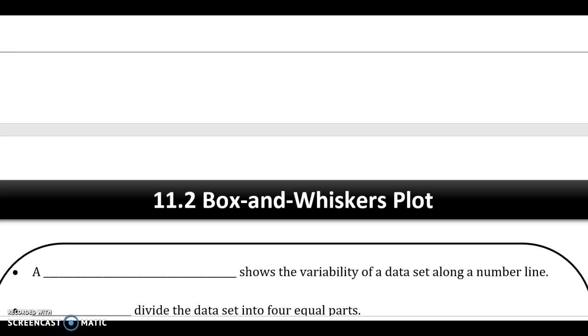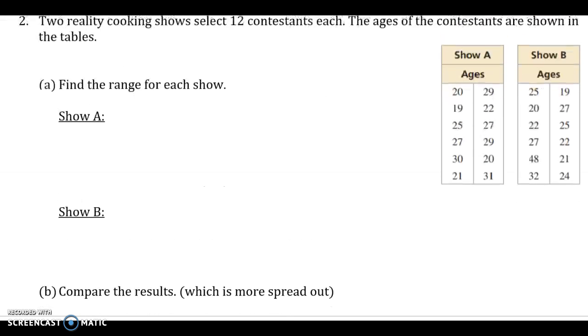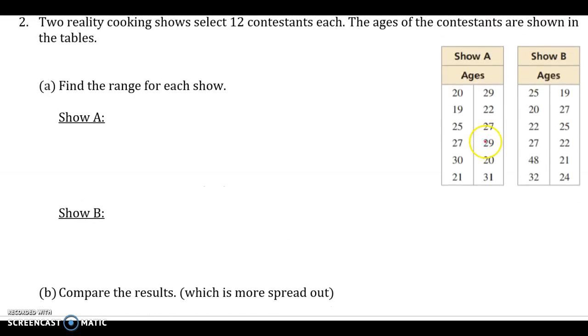So here we're going to look at it. We have 2 sets of data. It says 2 reality cooking shows select 12 contestants, and the ages are shown in the table. They want you to find the range for each show. So for show A, looking at my table here, it looks like my largest number in the set of data is 31. My smallest number in the set of data is 19.